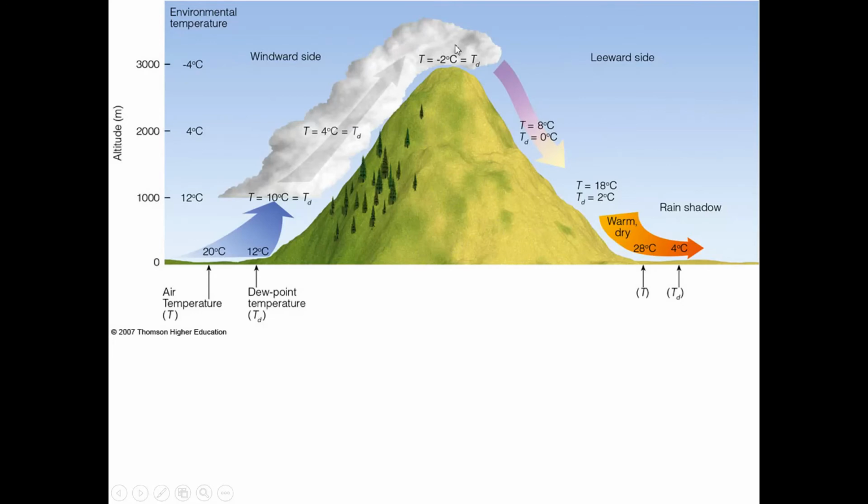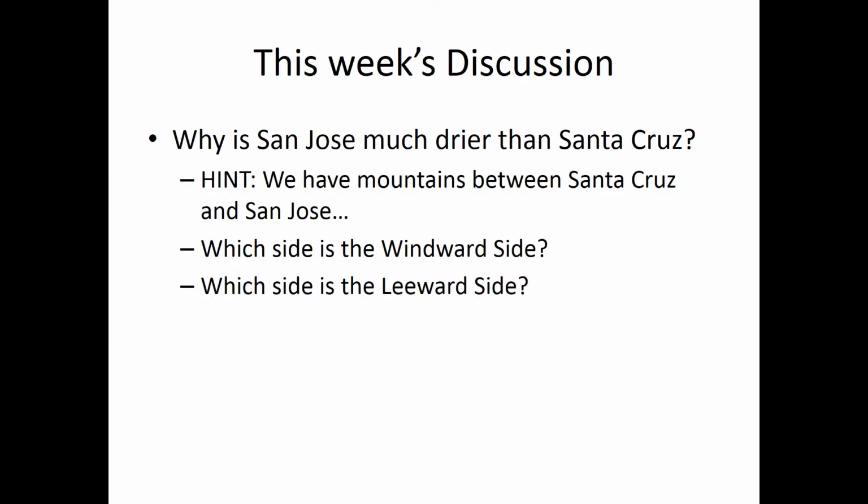Now this gives us a pretty interesting consequence. And what this actually creates is a situation where the windward side of the mountain is usually much cooler and much wetter, while the leeward side of the mountain is usually much warmer and much drier. And believe it or not, Santa Cruz gets about twice as much rain annually as San Jose does. And it all has to do with this rain shadow effect.